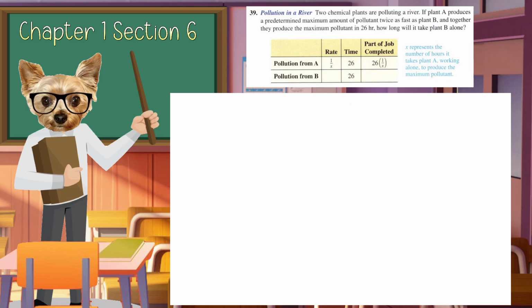It's on top of the screen and it reads, pollution in a river. Two chemical plants are polluting a river. If plant A produces a predetermined maximum amount of pollutant twice as fast as plant B, and together they produce the maximum pollutant over 26 hours, how long will it take plant B alone?